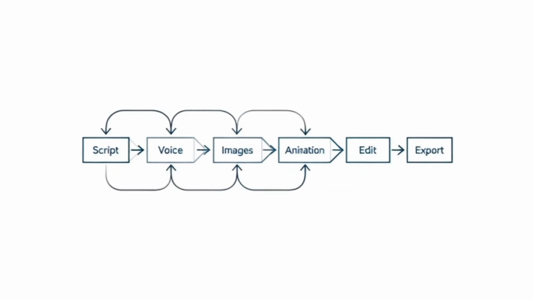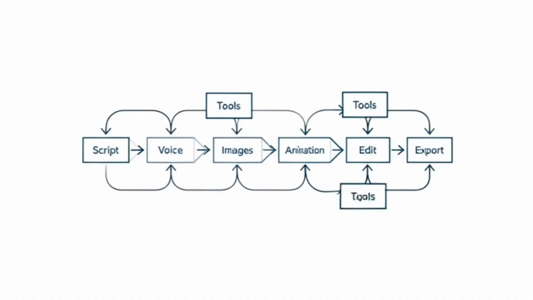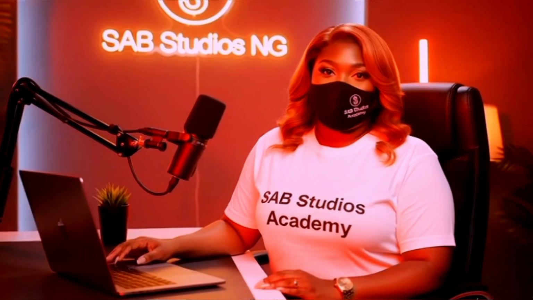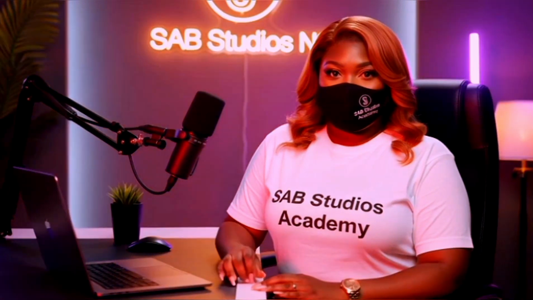Once you build a workflow that works for you, you can use it over and over again. You can refine it, you can speed it up, but the structure stays the same. This is how you stop feeling overwhelmed. This is how you become efficient. Stop thinking, what tools do I need? Start thinking, what process do I need? And which tools fit into that process?